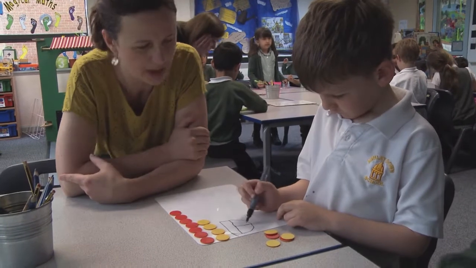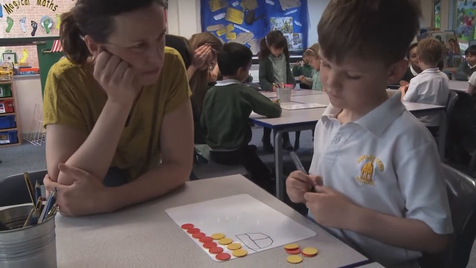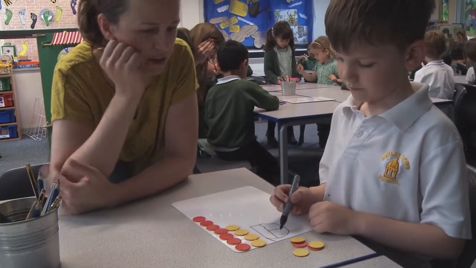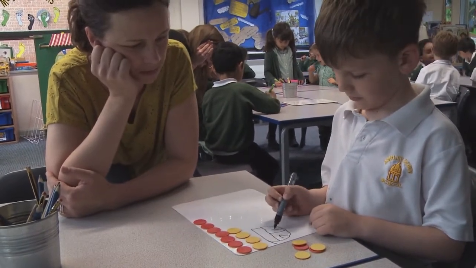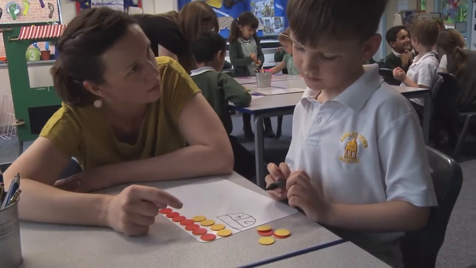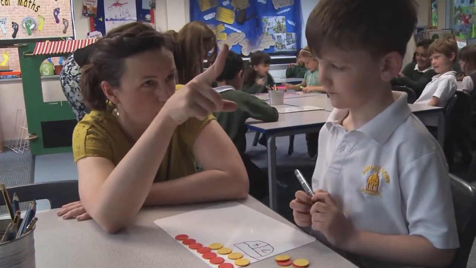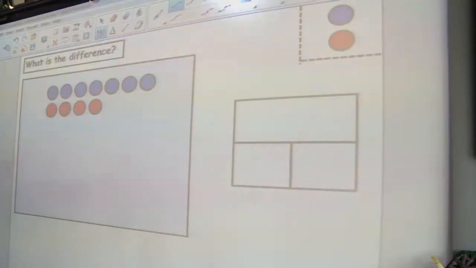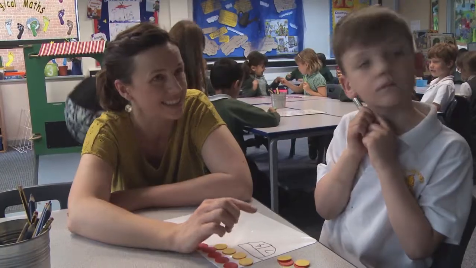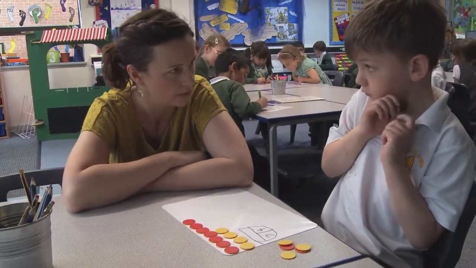Well done. So we're comparing 7 and 4. Can you show me that in your part whole? That we're comparing a 7 and a 4. Okay, you've done something really sensible that we've done a lot with part whole. We've used it to add things together. Just have a little look at the board, because this time we're not using it to add together, we're using it to compare the 7 and the 4. Okay, so let's have a look.